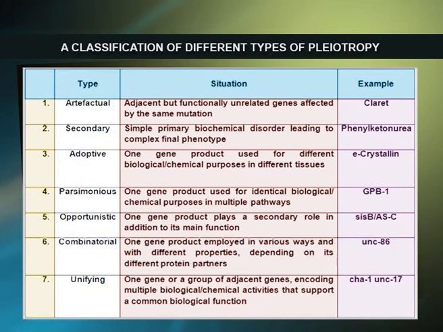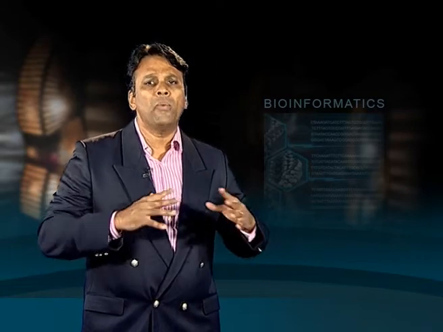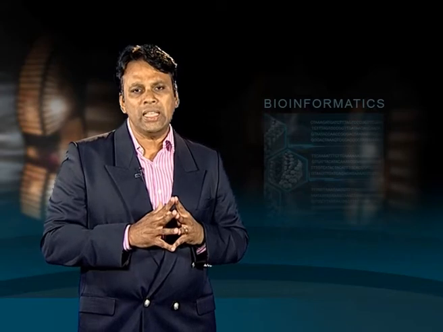Now, let us look into the sixth one, combinatorial pleiotropy. Combinatorial pleiotropy applies in many cases where a single protein interacts with a variety of different components in different cell types, and has altered biochemical activity and specificity in each different situation. This protein will have potentially diverse and multiple effects on a variety of tissues when affected by mutation.